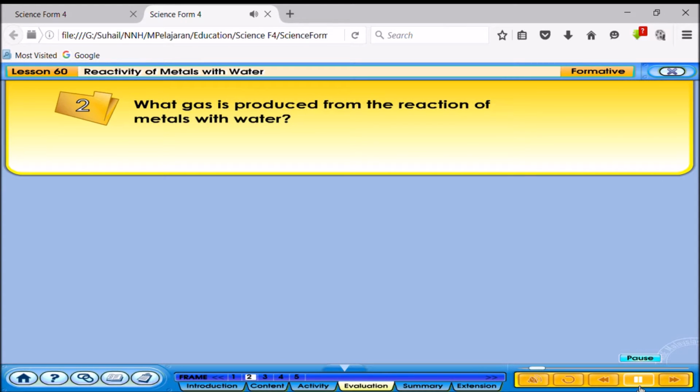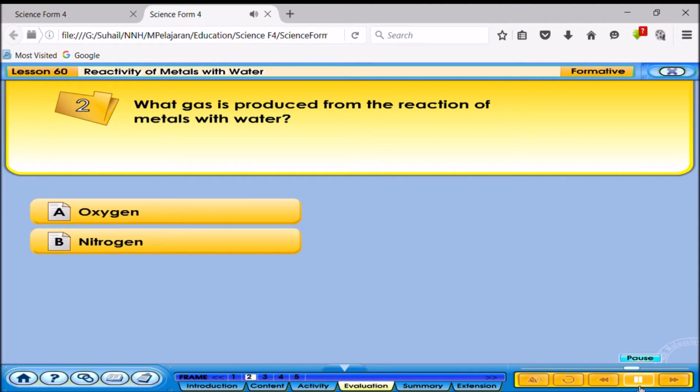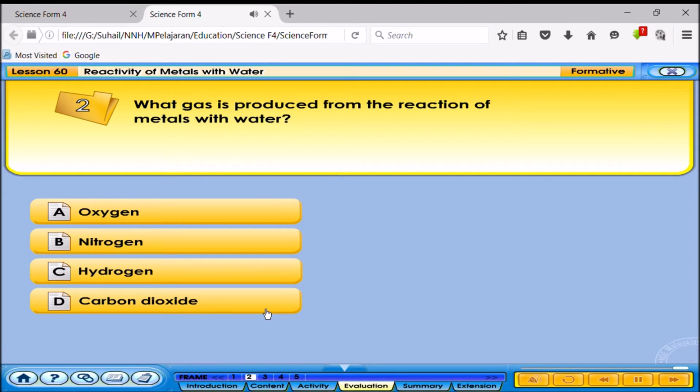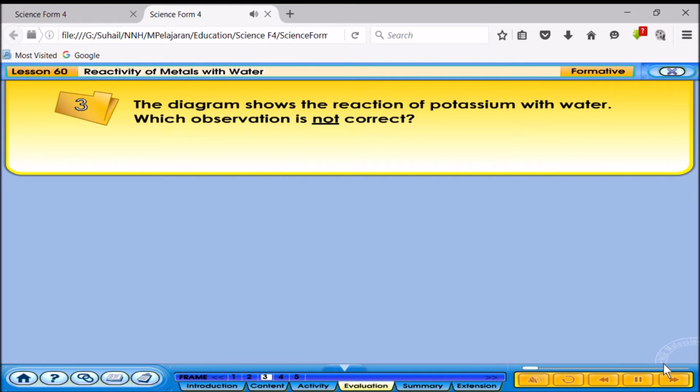What gas is produced from the reaction of metals with water? A. Oxygen. B. Nitrogen. C. Hydrogen. D. Carbon dioxide. Your answer is correct. The diagram shows the reaction of potassium with water.